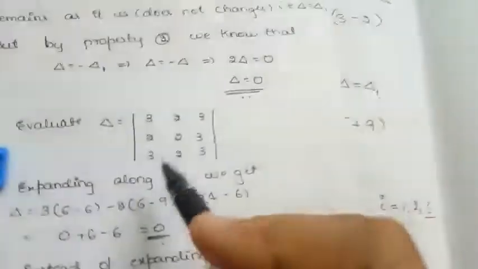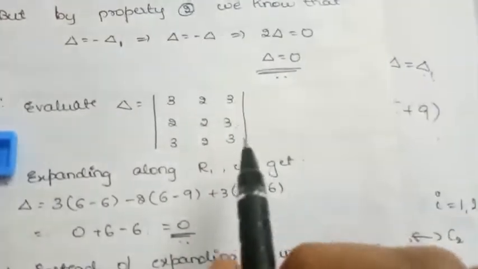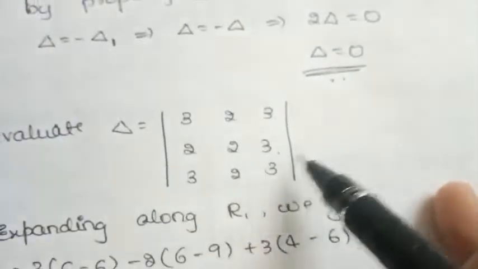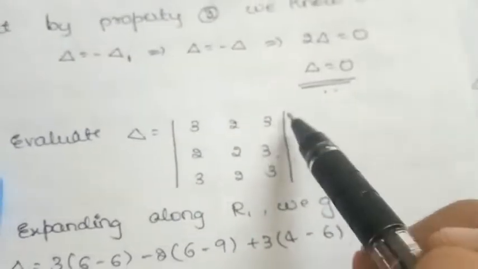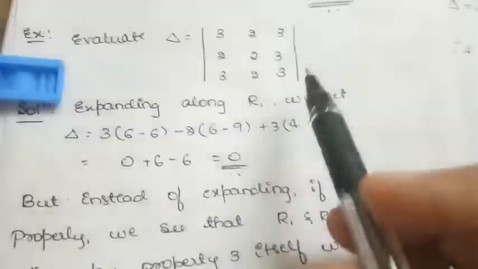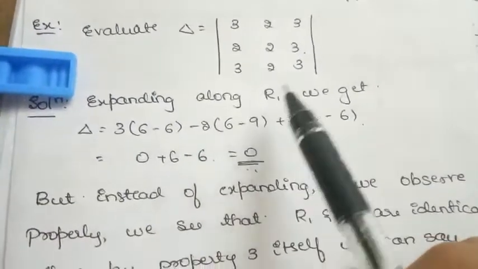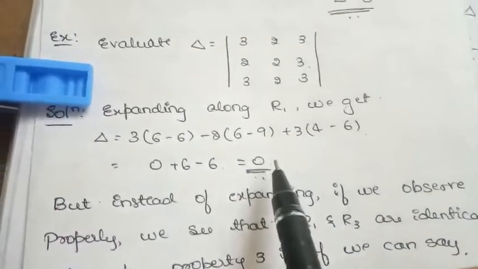Here is one example they have given to evaluate. By looking here you can see 3, 2, 3, then 2, 2, 3 and 3, 2, 3. So R1 and R3 are identical. By looking at it, you can say that since R1 and R3 are identical, the value of the determinant is equal to 0. Even if you take the risk of expanding this, after expanding you will get the value of the determinant equal to 0.